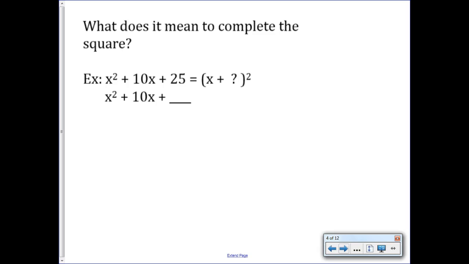So x squared plus 10x plus 25, 25 is 5 squared. And what that does for us is then the thing that goes where this question mark is would be a 5. So this would be x plus 5 quantity squared. That's what that would factor down into.